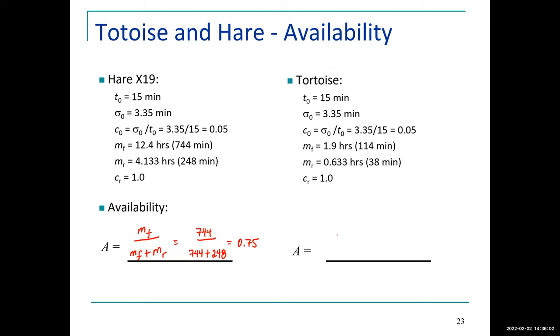If we do it for the Tortoise 2000, mean time to failure divided by mean time to failure plus mean time to repair, this is 114 divided by 114 plus 38. If you look at those numbers, they're no different. They're the same. So in terms of availability, they're available the same amount of time based on these numbers. So there's no difference.